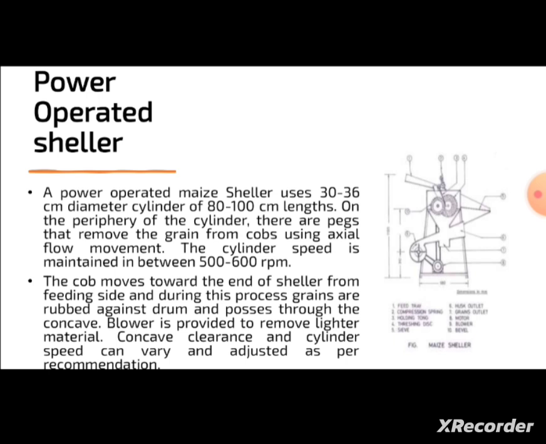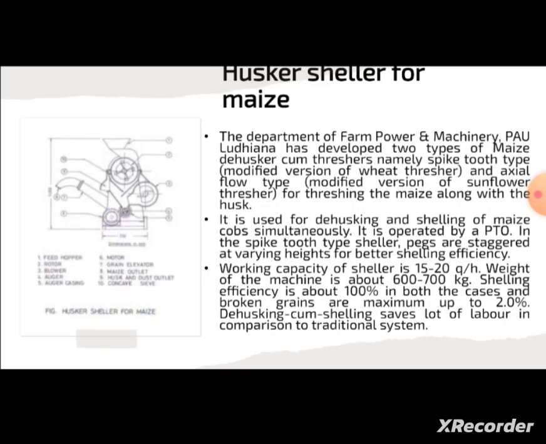The power operated one has a 30 to 36 centimeter diameter cylinder of 80 to 100 centimeter length. The cob moves toward the end of the sheller from the feeding side, and during this process, grains are rubbed against the drum and pass through. The concave clearance and cylinder speed can be varied and adjusted as per the recommendation or as per the size of the corn. This one is the husker sheller for maize.